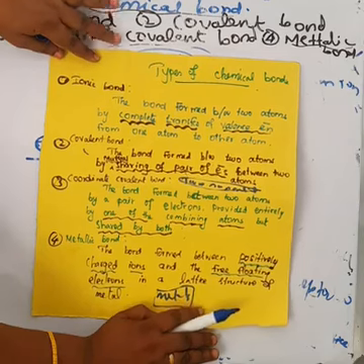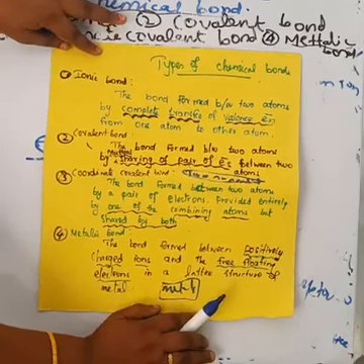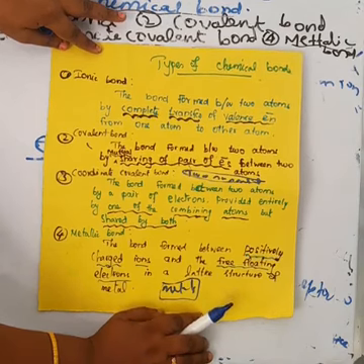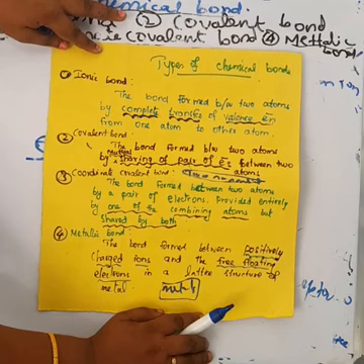What do you mean by metallic bond? Metallic bond means the bond formed between positively charged ions and the free floating electrons in a lattice structure of metal.